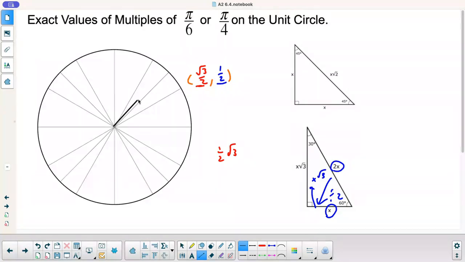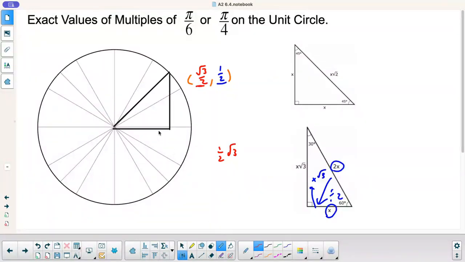So here's my pi over 4, and I draw a right triangle there. Remember, pi over 4 is 45, so this angle is 45. If I were to want to find the coordinates, the x coordinate is this side of the triangle. Again, remember your radius is 1. The y coordinate would be this side of the triangle.